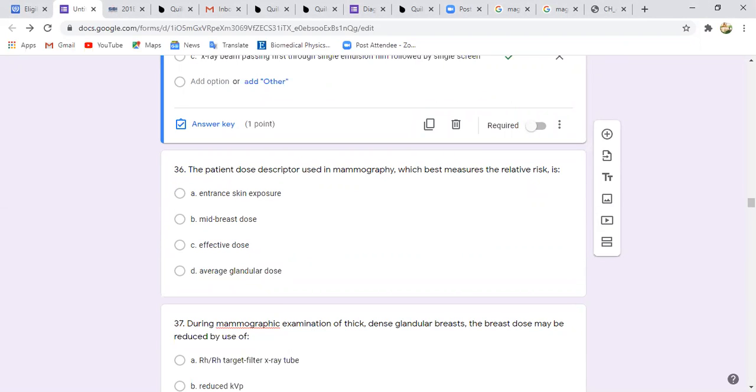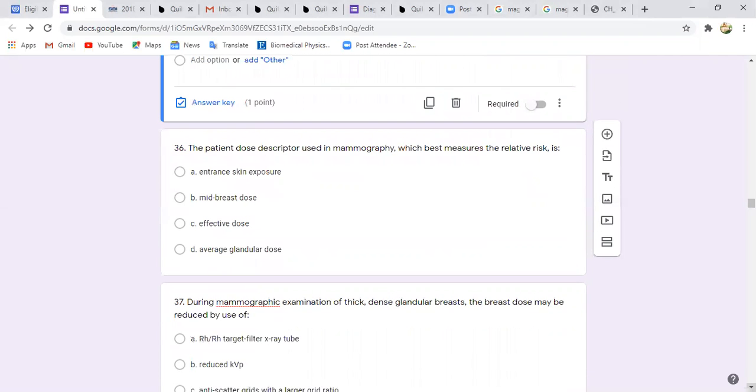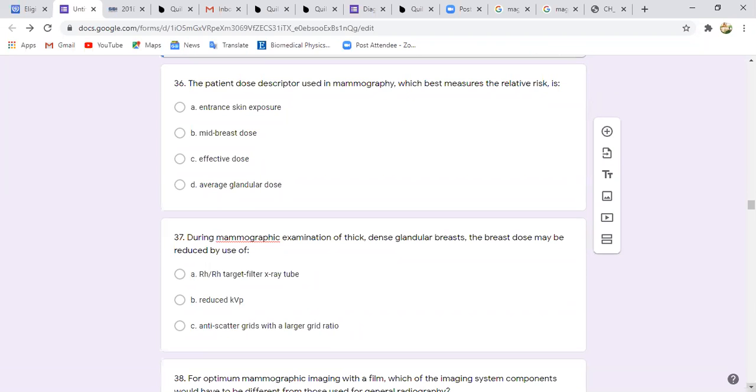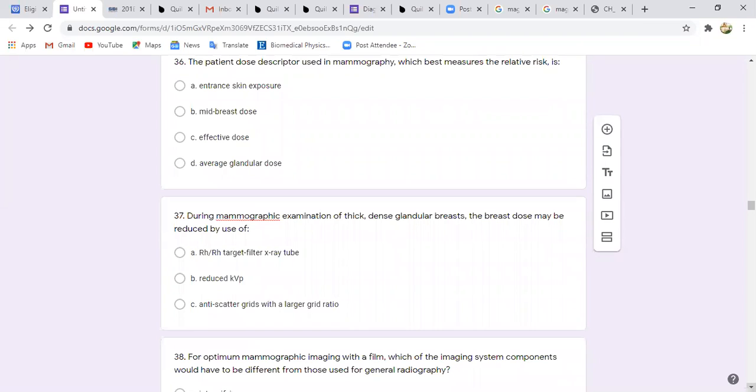Initially, they used to use midline breast dose. But that has given way to average glandular dose because the glandular organ is the progenitor of cancer. That is where cancer originates from. So we measure that. We use those as descriptors in giving the relative risk of breast cancer.